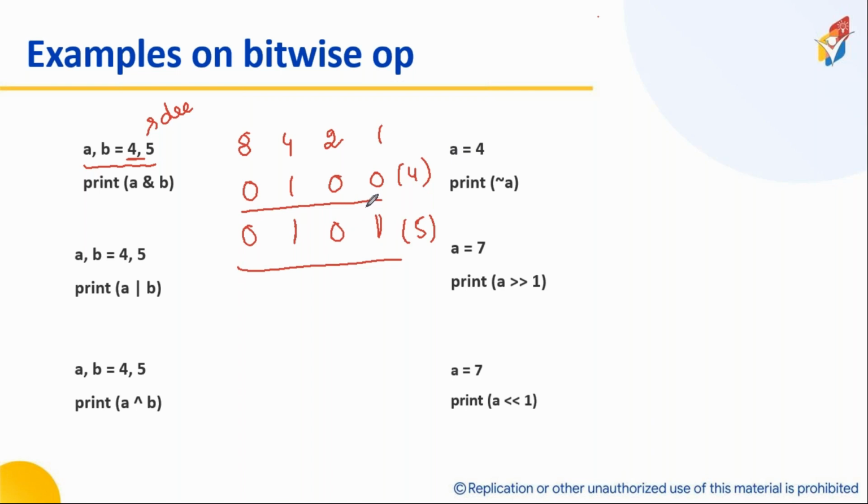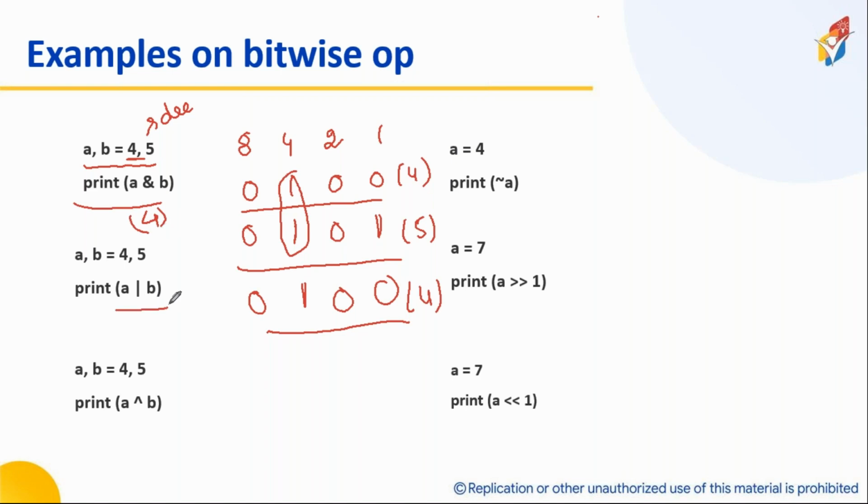Now, what is the AND operation? When both are true, the answer is 1. Remaining are zeros: 0, 1, 0, 0. Once again, the answer is 4 here. Now, can you please tell me the answer for the OR operation? This is 1, 0. This is 1, 0. 0, 1, 0, 1. So the answer is 5 here. I hope it is clear for everyone.